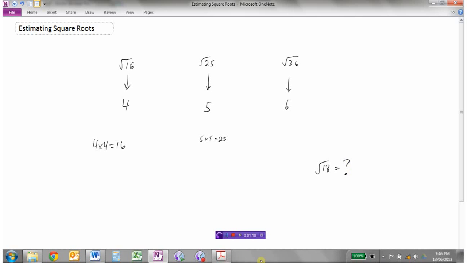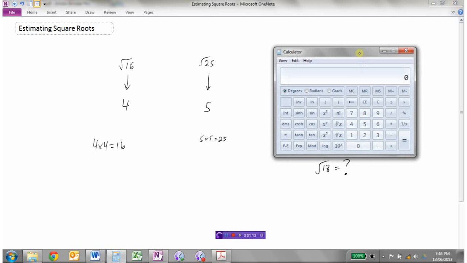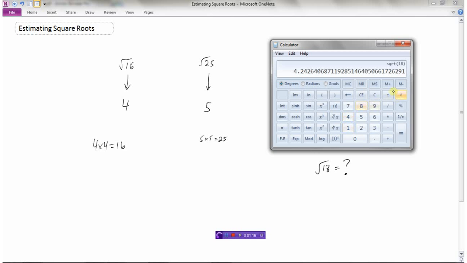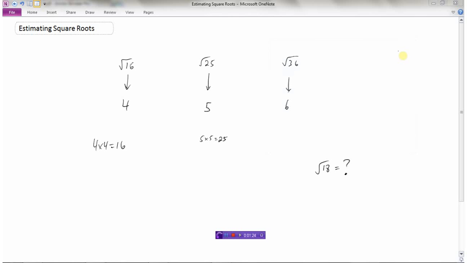Now, one thing we could do is go to a calculator and look up the square root of 18 to be 4.24, and so on. So a calculator will find us what that is approximately, to a bunch of decimal places. But we should be able to get a pretty good idea of what the square root of 18 would be without a calculator. So here's what we know. We know that the square root of 16 is 4, and we know that the square root of 25 is 5.